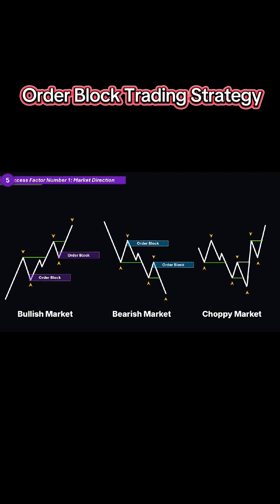Number 1. Market direction. Order blocks perform better when they align with the overall market trend. Instead of trading every order block you see, first determine the market direction and only trade order blocks that are in line with that trend.